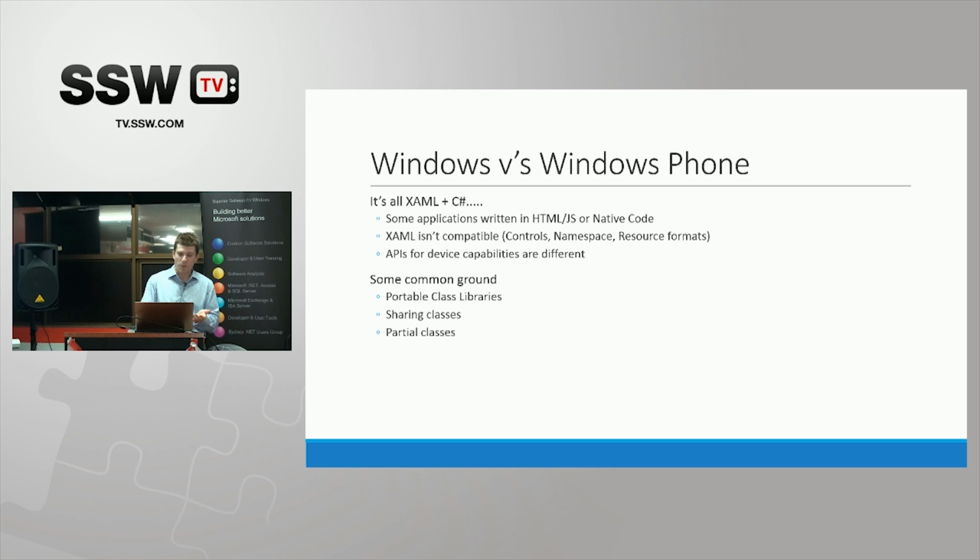The good news is there is some common ground. The Portable Class Library project is a good way of sharing resources between Windows and Windows Phone. Failing that, we can share classes between them, literally sharing the class files between Windows and Windows Phone projects. We can also use partial classes. So there might be a code block that we want to share between the two projects. We can have that code file included in both projects, and then we can have a secondary file that augments that class with some additional properties or additional methods that are specific to either Windows or Windows Phone.